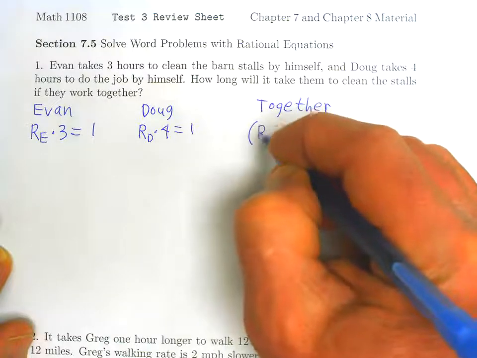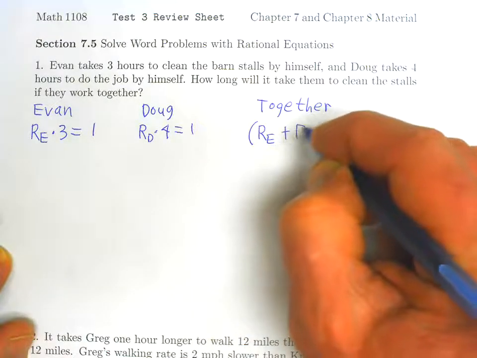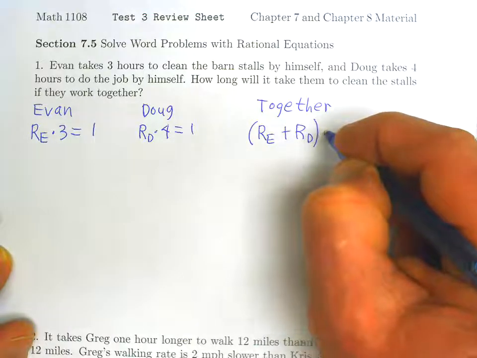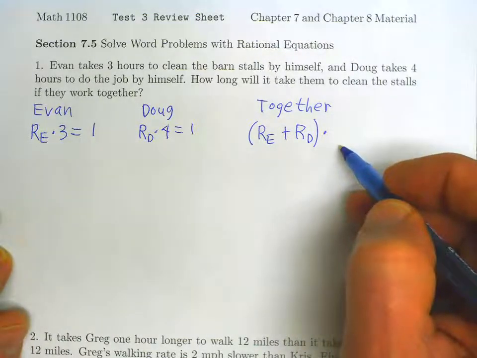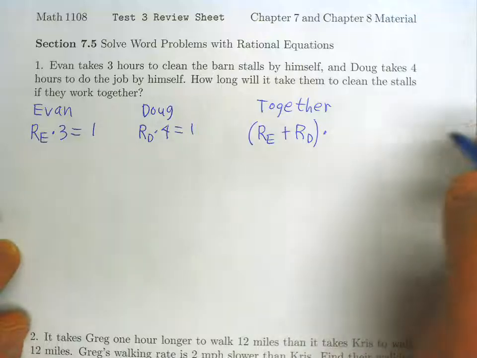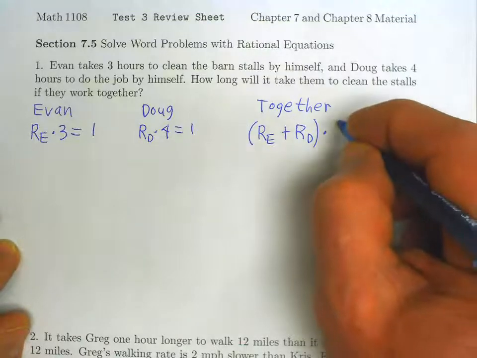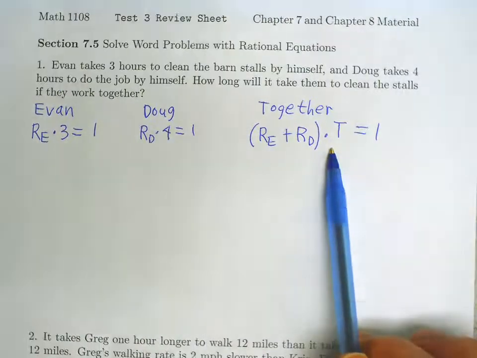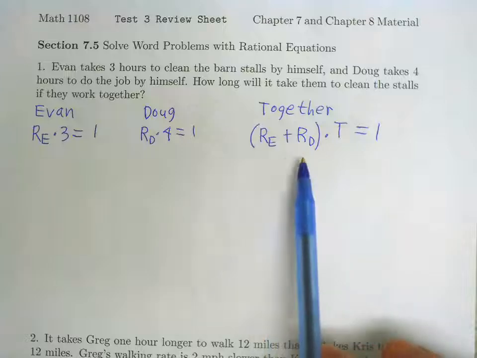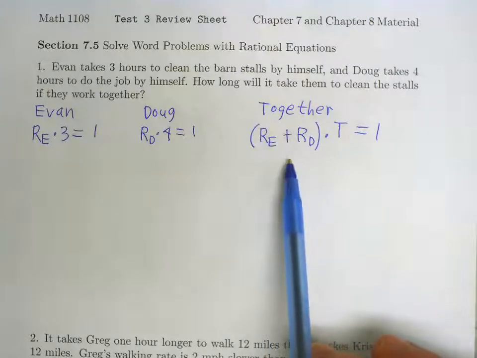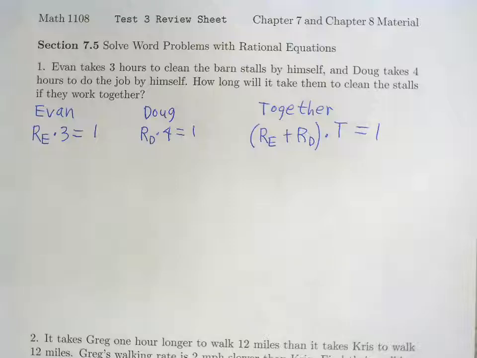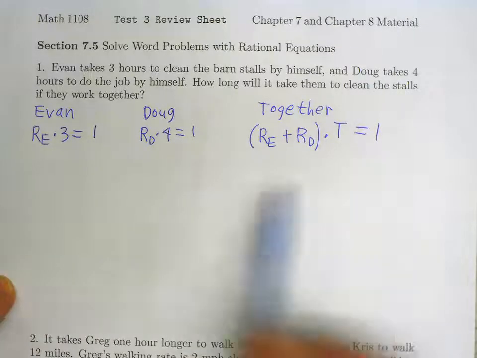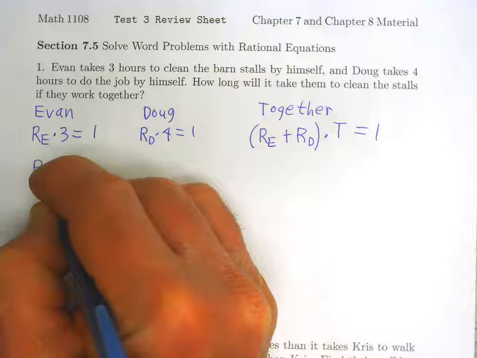So Evan's rate plus Doug's rate, well, we don't know how much time it's going to take. So in algebra, we assign a letter or a variable to represent the quantity that we're supposed to find. So I'll use capital T to represent the amount of time it takes Evan and Doug to clean the stalls when they work together. Okay, so eventually we want an equation whose only variable is t. So an intermediate step, solve each of those equations for the rates.